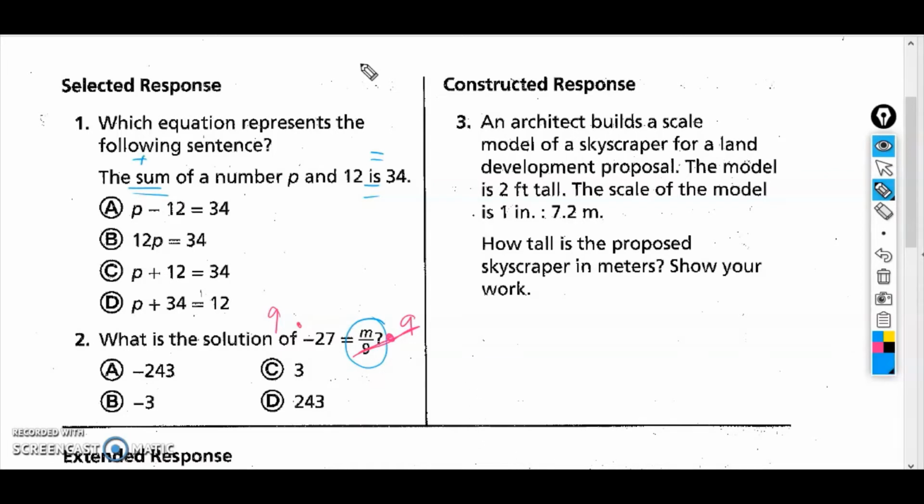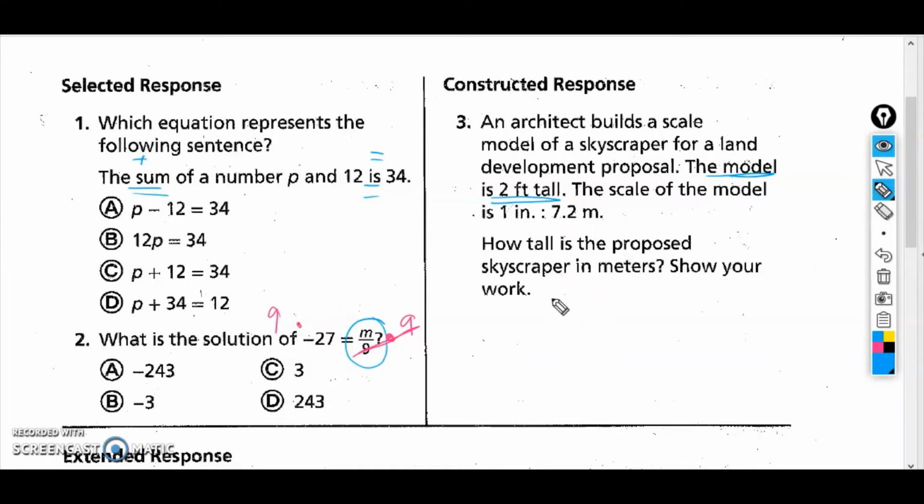Number 3. An architect builds a scale model of a skyscraper for a land development proposal. The model is 2 feet tall. I'm going to guess that's going to be important. And that's the model. The scale of the model is 1 inch to 7.2 meters. How tall is the proposed skyscraper in meters?